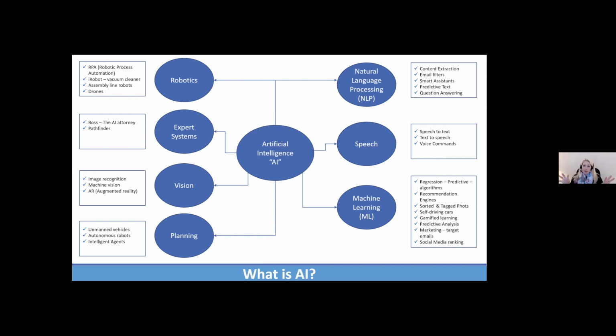But one of the biggest things I'd like to point out here is that while there are different components of AI, all of these can be used together. A big example of AI being used together would be autonomous robots or unmanned vehicles. While they're planning, there are expert systems in there, but there's also the speech and NLP and machine learning all happening as well. So they all have to work very cohesively together.